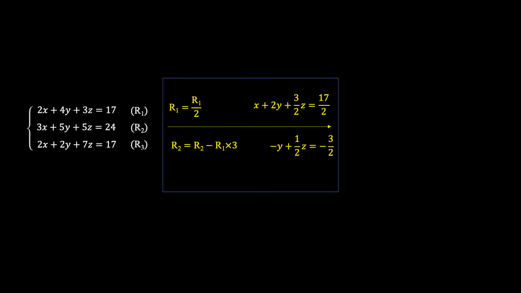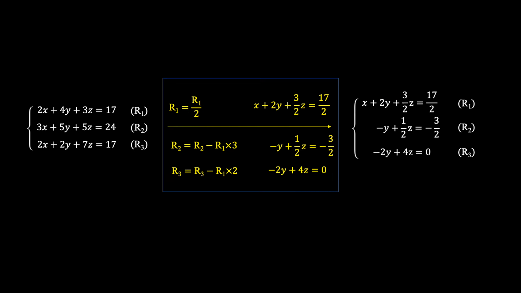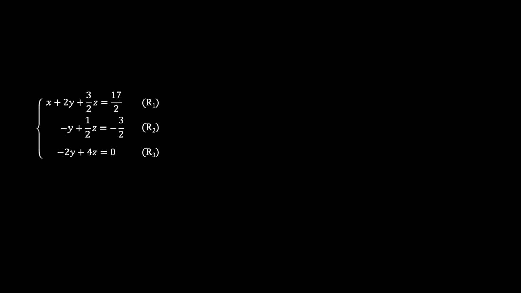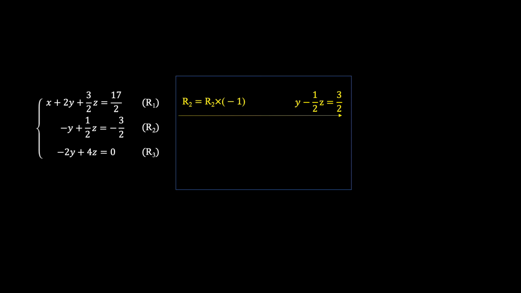The second step is to eliminate the unknown x in the second and the third equations, after which we get an updated equation system. Similarly, we make the coefficient of y in the second equation to be 1. Then eliminate y from the other two equations.